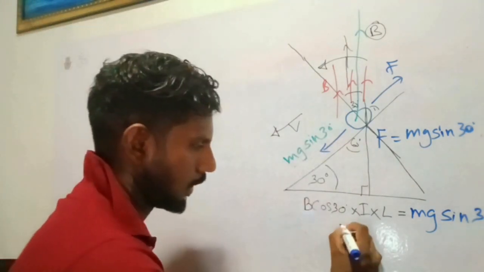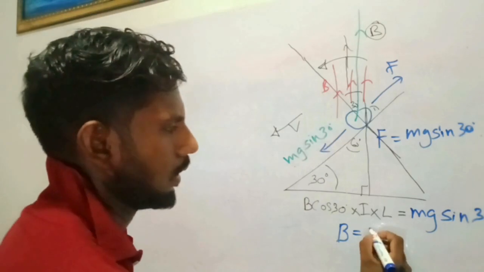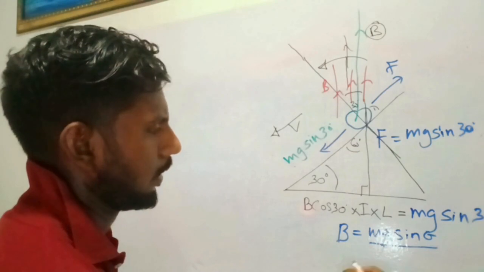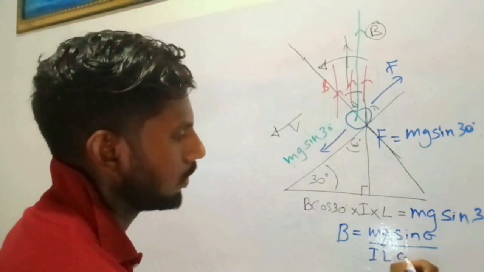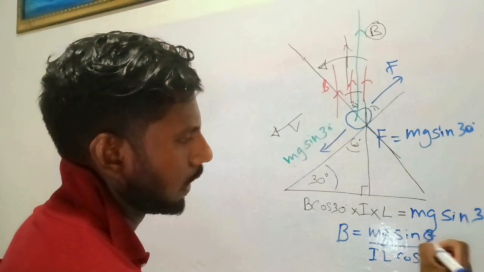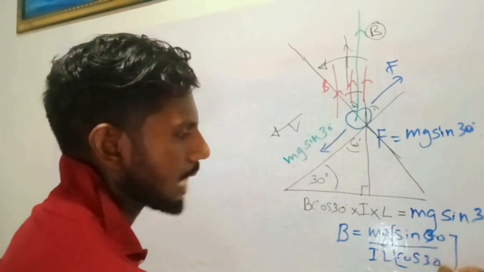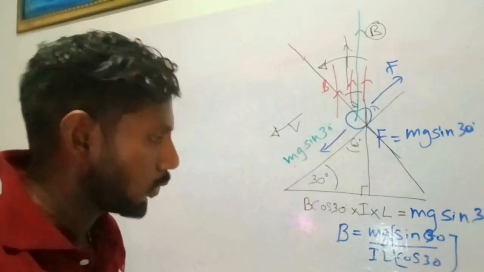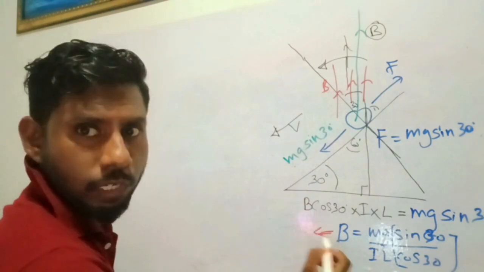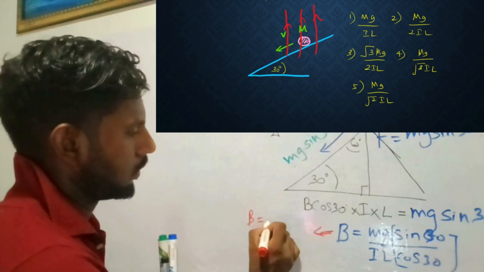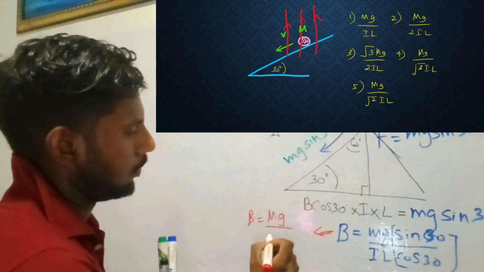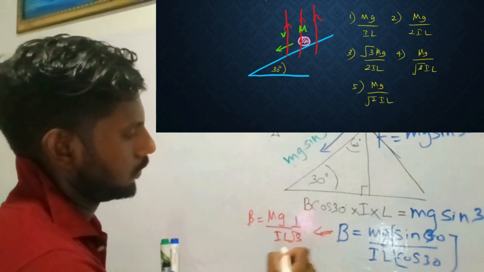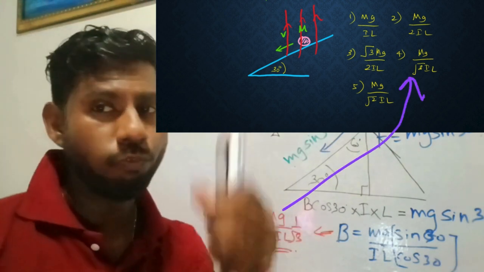So let's make B the subject. B equals mg sin 30 divided by IL cos 30. I hope you can see sin 30 divided by cos 30, that's tan 30. Tan 30 is 1 over root 3, right? Moving into our answer, B equals mg divided by IL and 1 over root 3, right? So this is our answer for the second question.